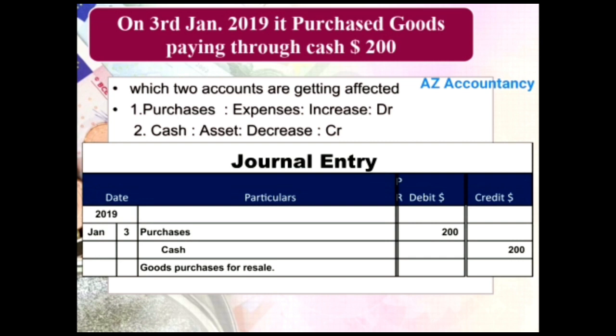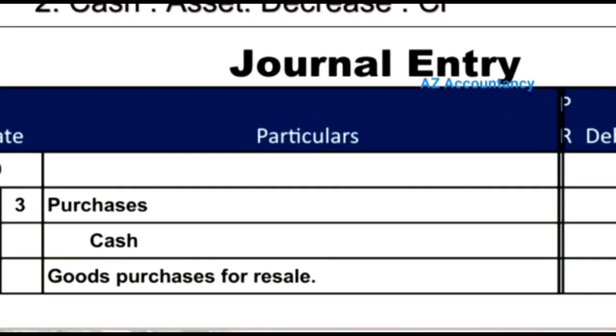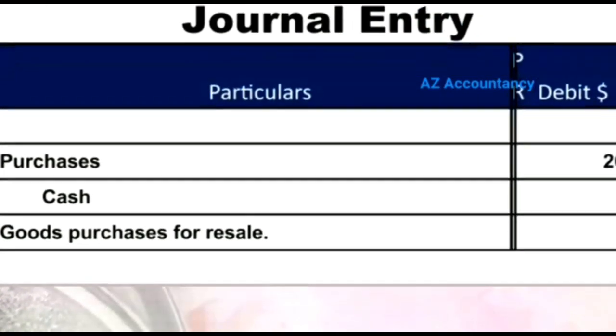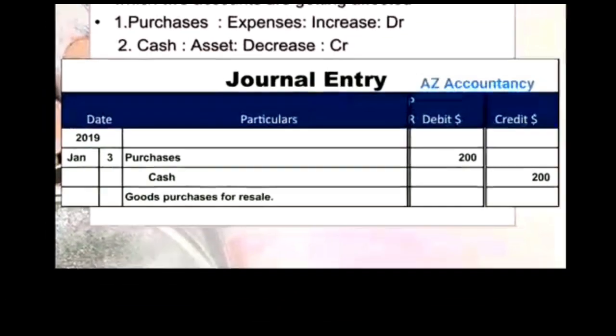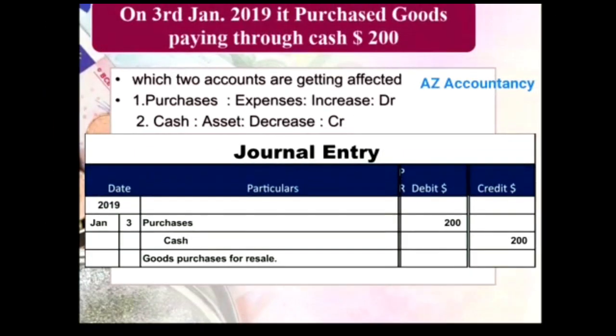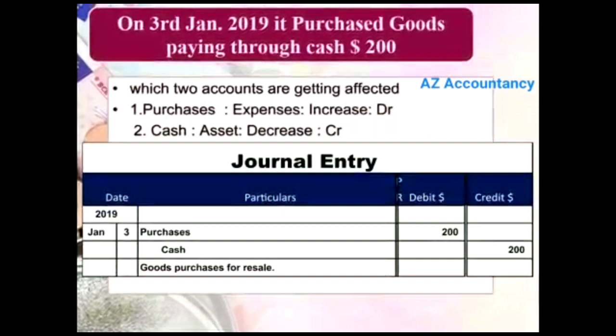One thing I also want to inform you here. Within the journal entry, there is a brief description after making journal entry. This is known as narration. You can see I am highlighting this. Goods purchased for resale. This is narration for this transaction. Alright, so we have to record narration as well after making each journal entry.